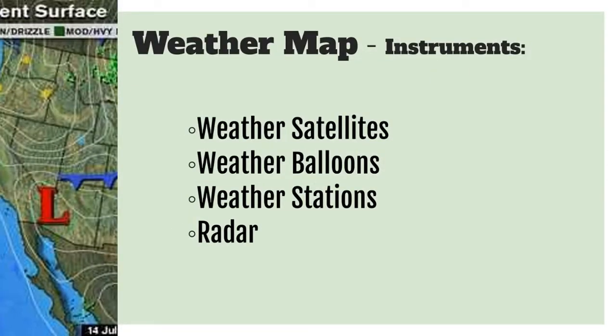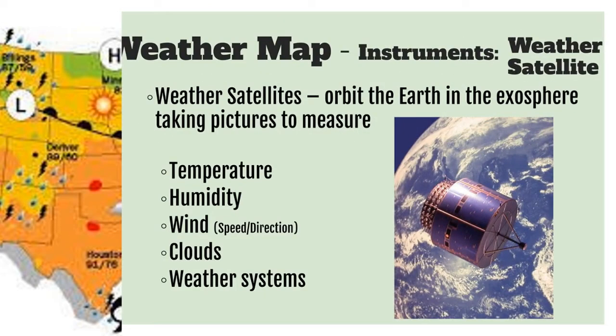Now, there are instruments that are used to measure weather: satellites, balloons, stations, and radars. They all come together to help give us the information that we need to accurately predict the weather. So our first instrument we're going to look at is a weather satellite. They orbit the Earth in the exosphere, taking pictures to help us measure things. They measure things like temperature, humidity, wind speed and direction, clouds, and weather systems.